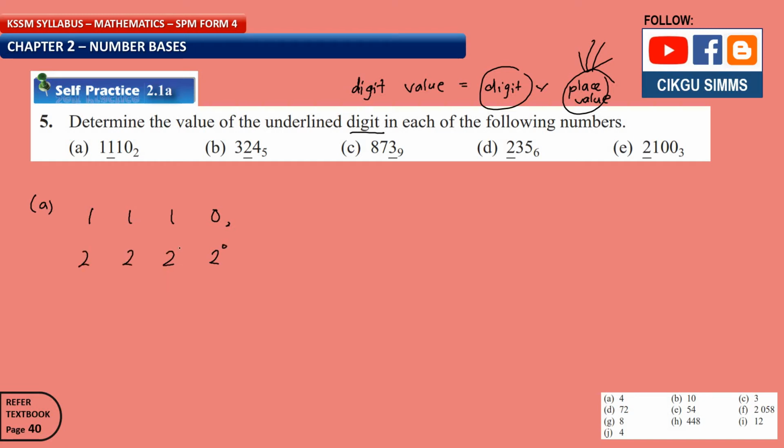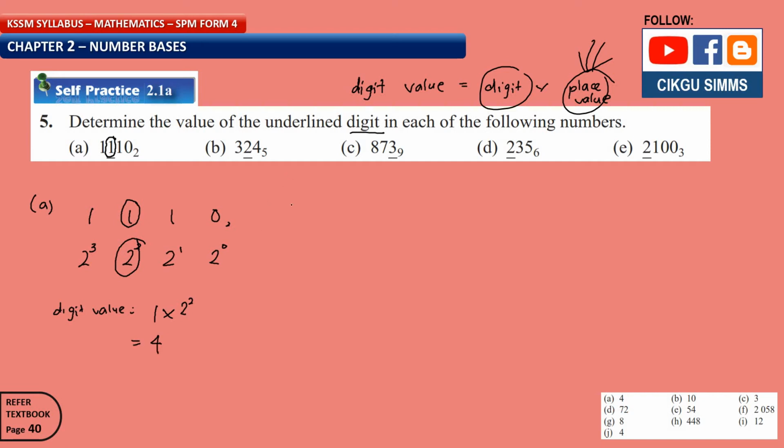Okay, 0, 1, 2, and 3. After you find the place value, you multiply it with the digits. This digit times the place value. So the digit value of 1 is 1 times 2 to the power of 2, which is 4.